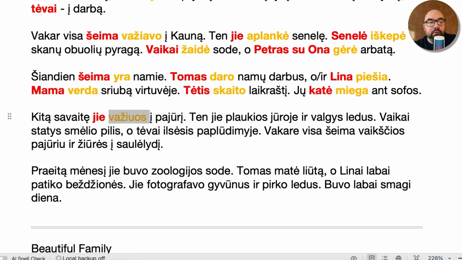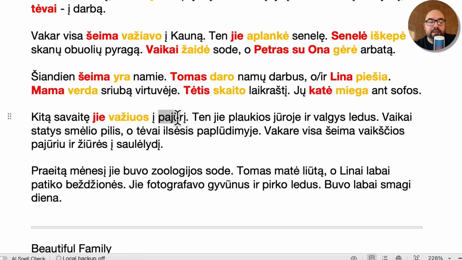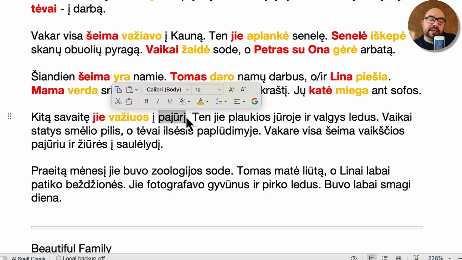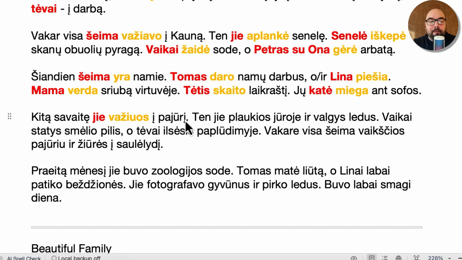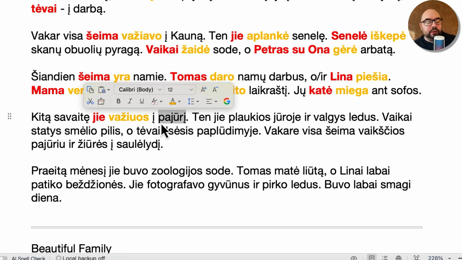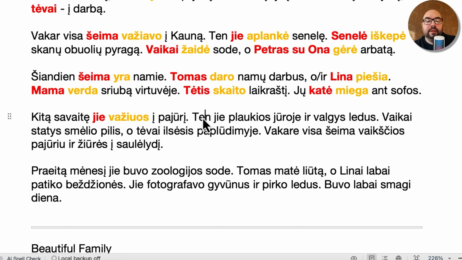Pajūris, the word pajūris yra, that is, well, near the sea. You can call a city that is near the sea pajūris, right? You can just call the place where you go. Usually in English language, we say we go to the beach. Lithuanians, we say we go to the sea. Važiuojame prie jūros. We go next to the sea. And that's like a combined word. Pajūris. That means close to the sea, right? Ten jie plaukios jūroje ir valgys ledus.